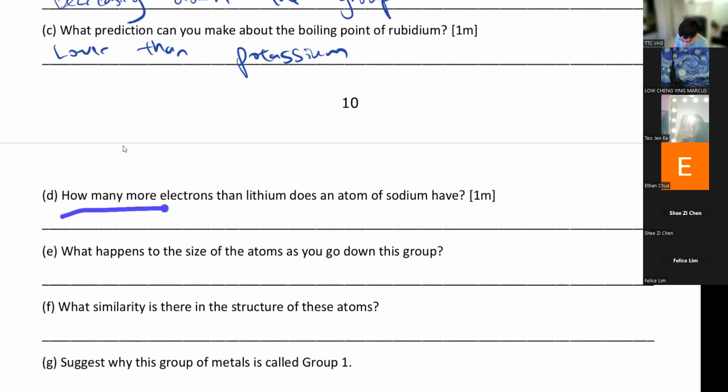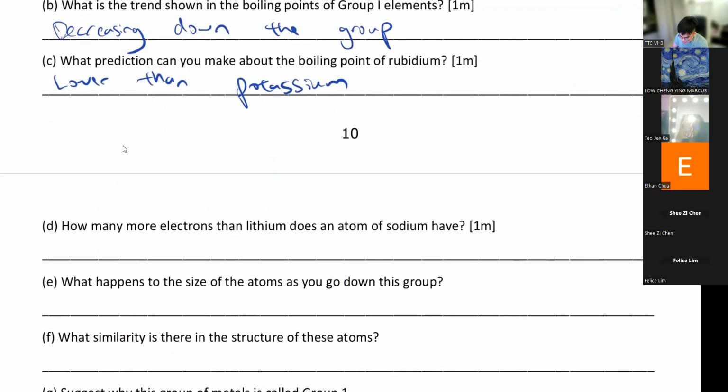So D, how many more electrons than rubidium does an atom of sodium have? Sorry, there's no typo here. Lithium has 3 here, right? Sodium has 11. So sodium has 8 more, right? Because 3 plus 8 is 11. All right, this is primary school maths.